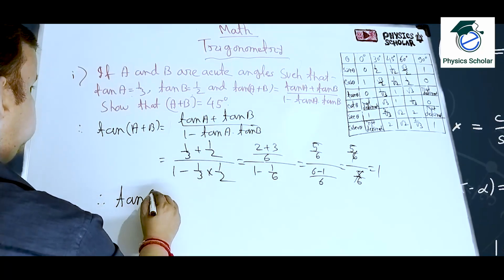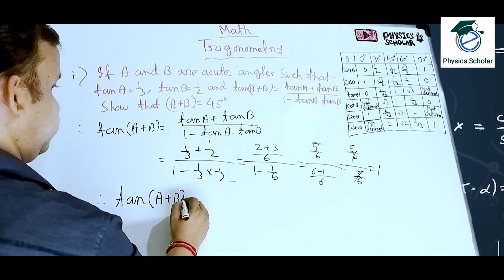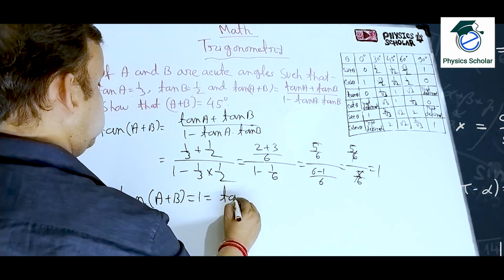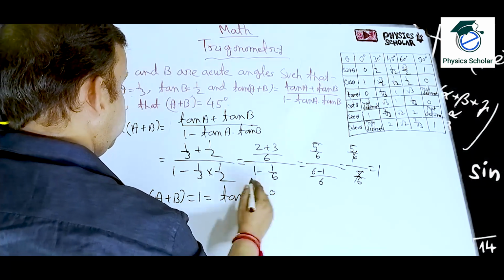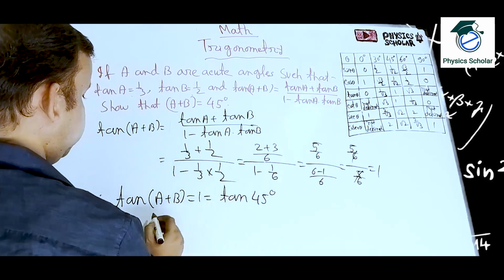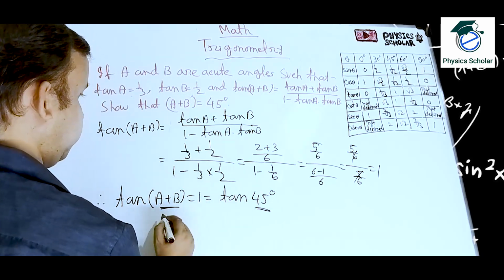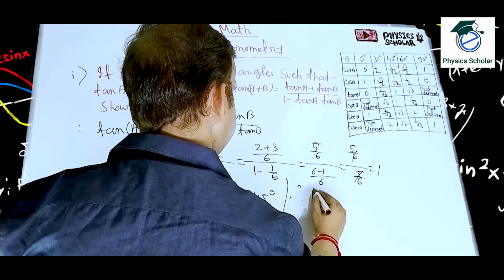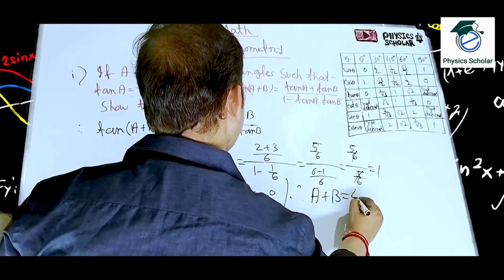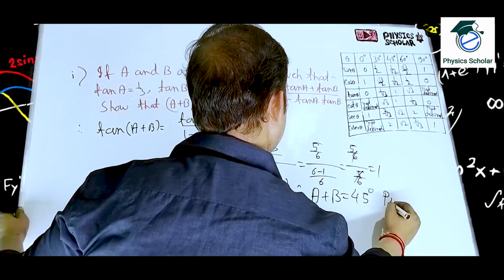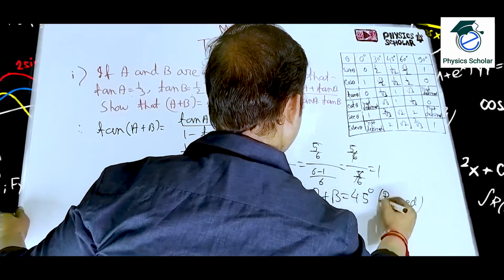That means what we can write? Tan of a plus b is equal to 1, is equal to tan 45 degree. What is the value of 1? Tan 45. So tan of a plus b is equal to tan 45. That means what we can write? A plus b is equal to 45 degree. So this we had to prove.